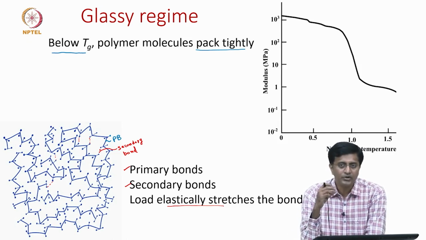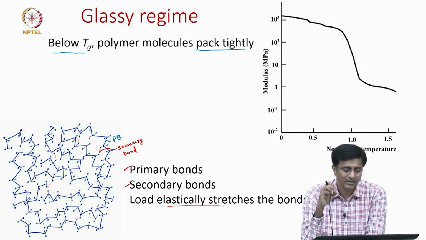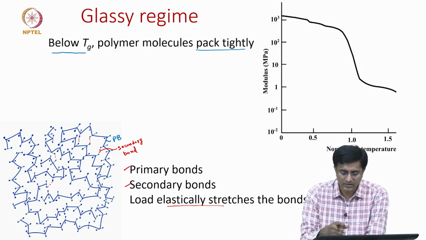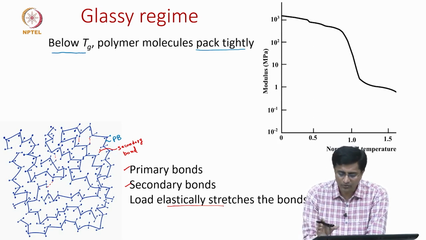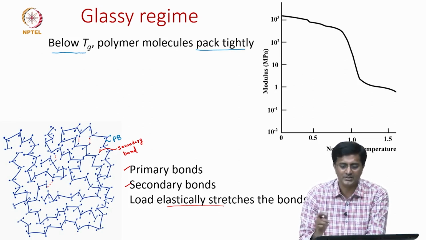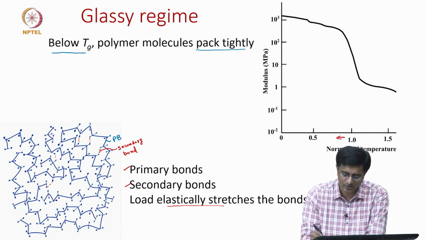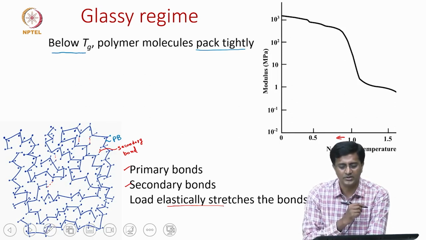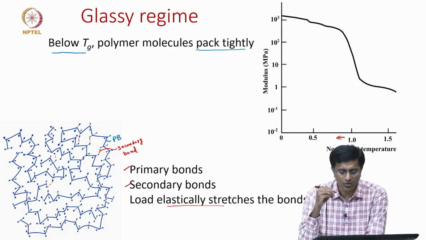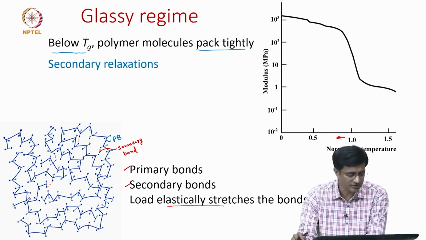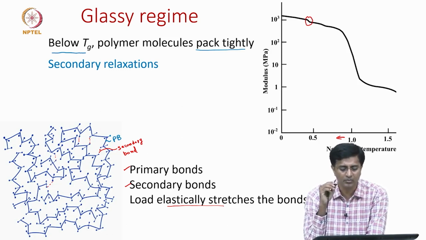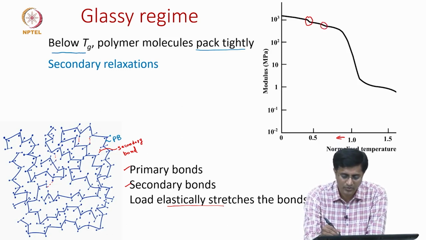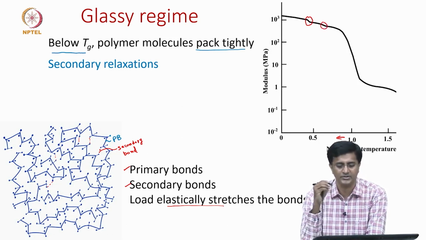There is one more important phenomenon which happens in the glassy region. This is again the modulus temperature plot from the previous slide, but here we are only focusing on temperatures less than glass transition, so less than 1 of this normalized temperature. What we notice are some interesting features called secondary relaxation. For example, you can notice here a slight dip in the modulus. Similarly, somewhere here too you can see a slight dip in the modulus.